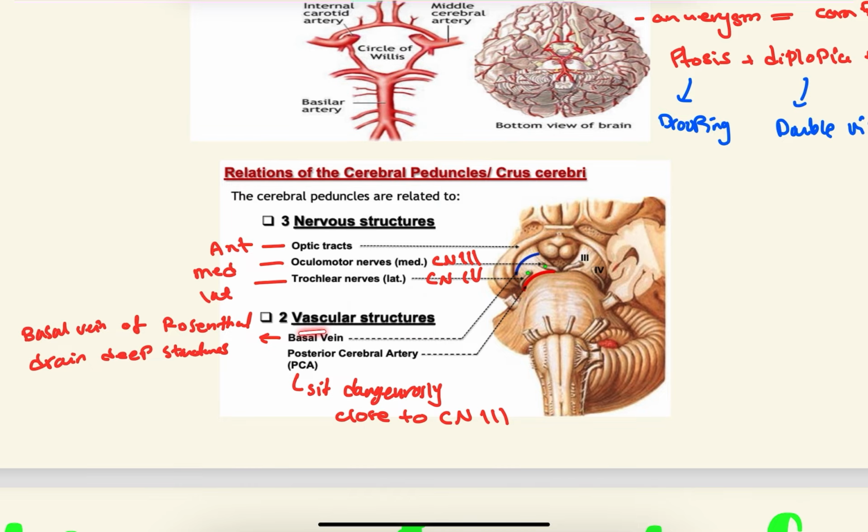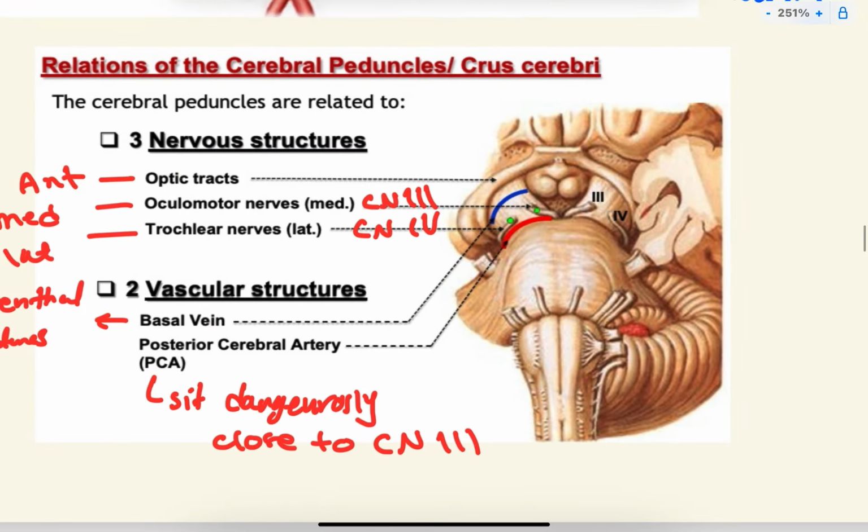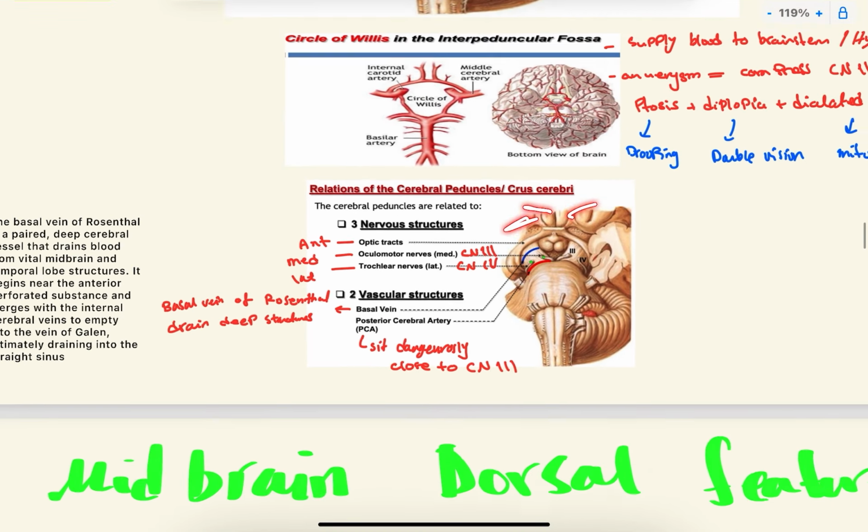And then the vascular structures here, I will have what? I will have this vein. It's called the basal vein, or the basal vein of the Rosenthal, okay, which drains the deep structures. And also I will have, close to the cranial nerve 3, the oculomotor nerve, this structure, which is called the posterior cerebral artery. And we're going to see a lot of syndromes associated with this one. Okay, and remember, it's close to the oculomotor, okay?